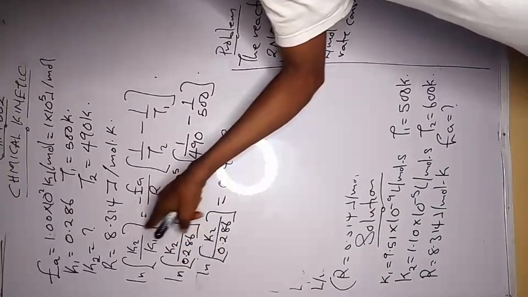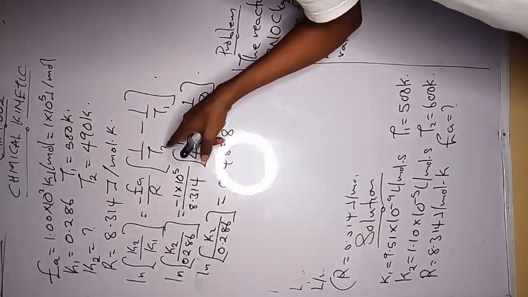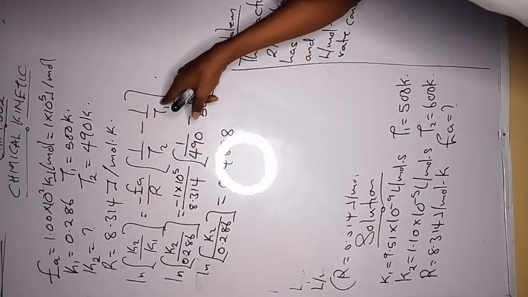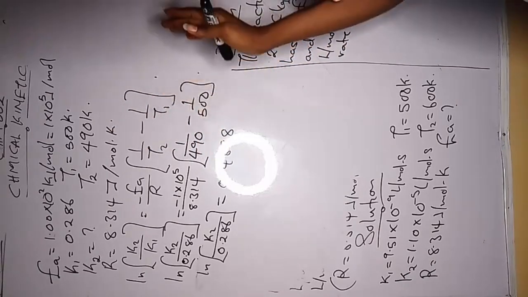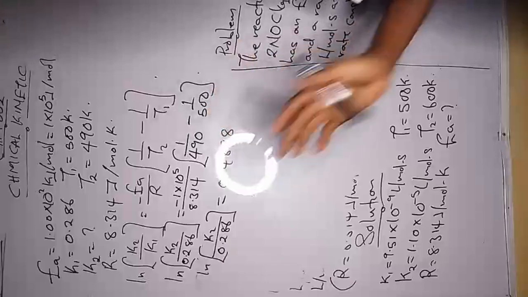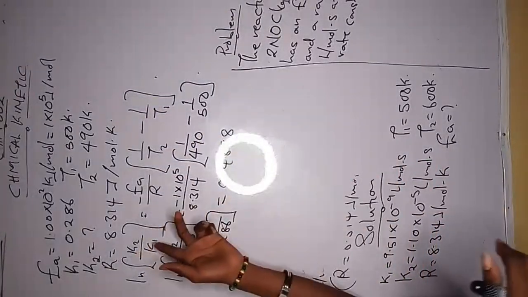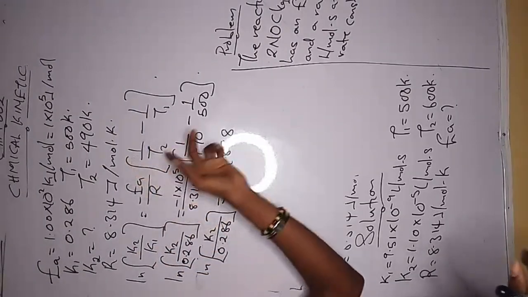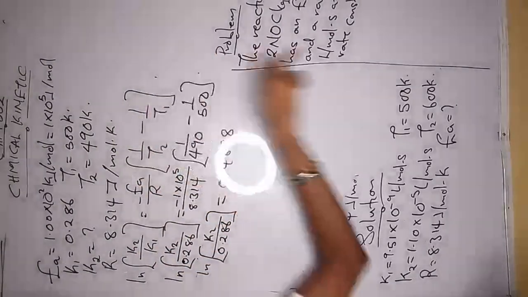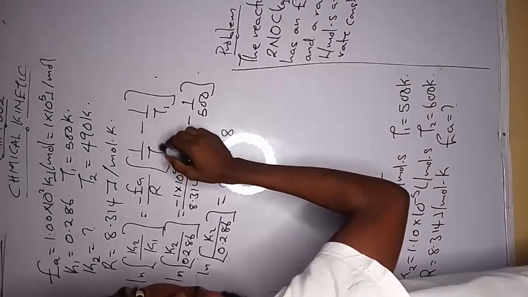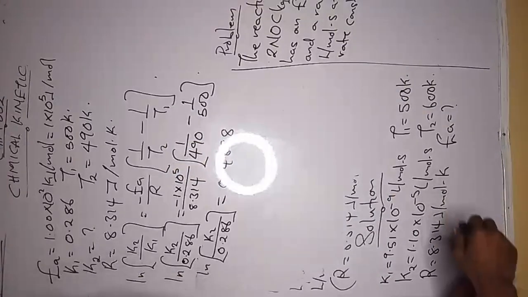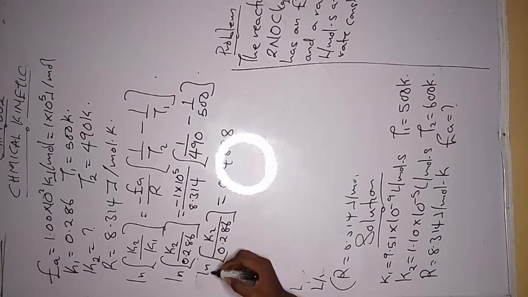But if you did K1 over K2, in the temperature here, you must do T1 minus T2. That's 1 over T1 minus 1 over T2. That's it. Are you getting me now? It is not a contradictory formula, so you don't even need to be scared. If you did K1 over K2, and you did 1 over T1 minus 1 over T2 here, the answer will still be correct. But if we are doing K2 minus K1, you must do 1 over T2 minus 1 over T1 here. Okay, so what do we do now?